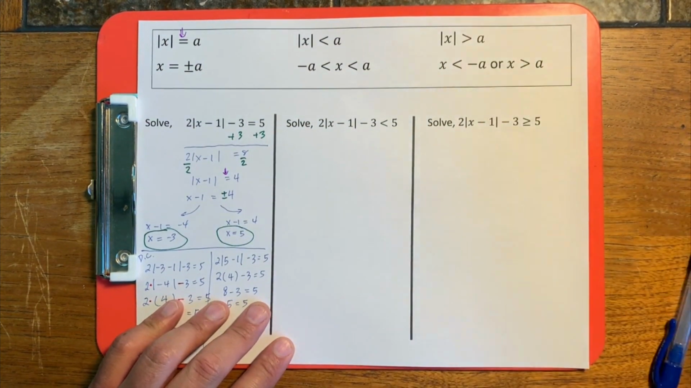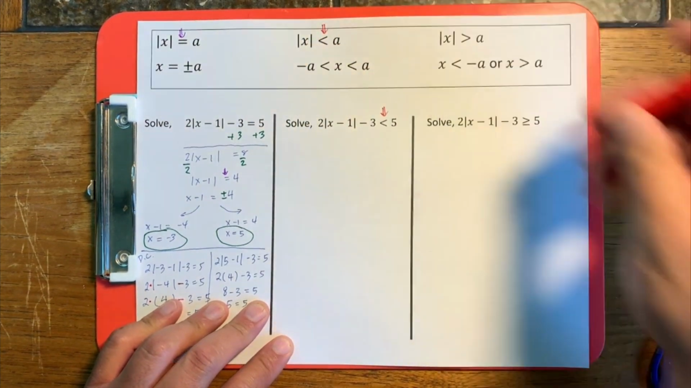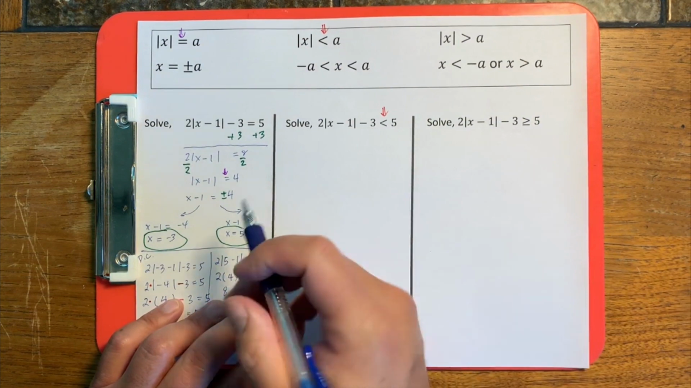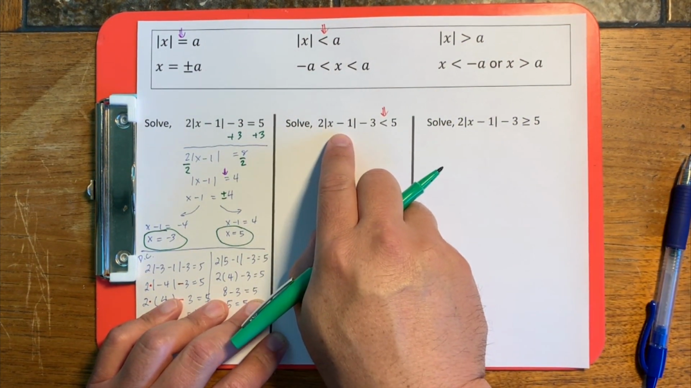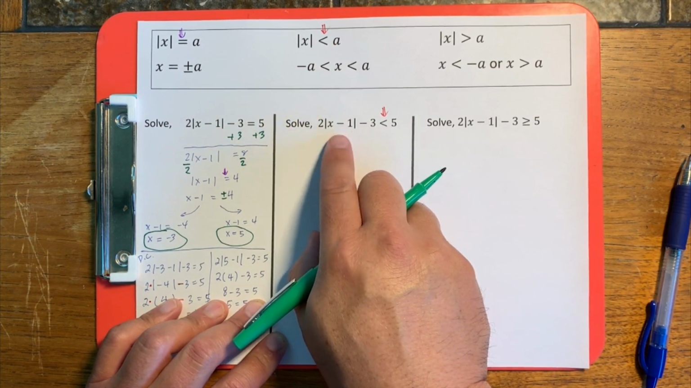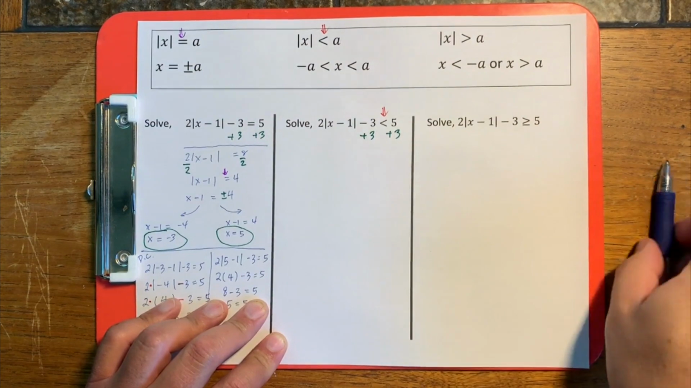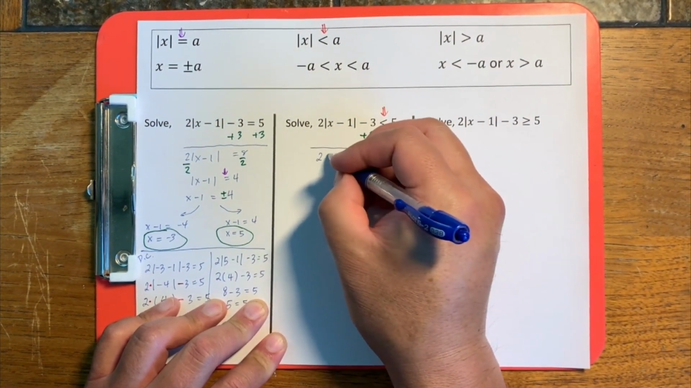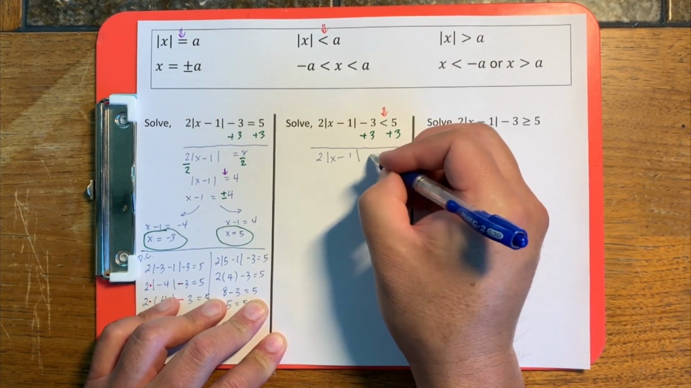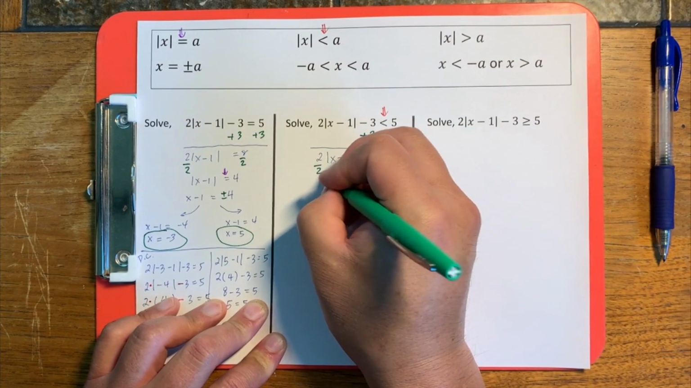This problem is a less than problem, so we're going to use the less than rule. But first we started out in the same way. What we want to do is we want to isolate the absolute value. So let's make the x minus 1 all by itself. We do the same thing. We add 3. And then we divide both sides by 2.